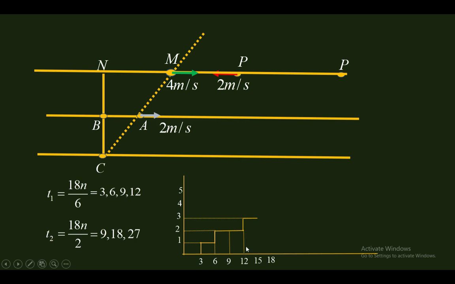Similarly at 12 seconds, there will be an increase in the number of poles, and so on. So the graph will be like this. Again at 18 seconds, 18 will be present in both T1 and T2. So at 18 seconds, there will be no change, and so on. So this is how the graph will be between the number of poles and the time. Okay, thank you.